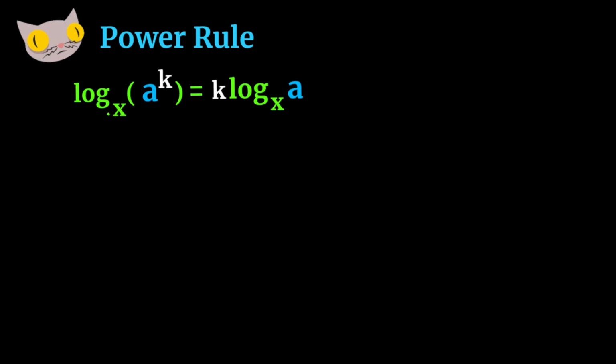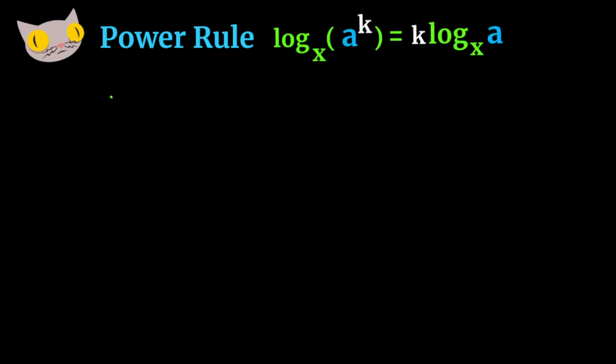Next, we have the power rule. Say we have log to some base x, and then our variable a is raised to some power k. We can bring this exponent to the front of the entire thing. So we're just left with k times log base x of a. How can we prove that? Let's prove it simply by saying we have some number m is equal to log base x of a. Now let's rewrite that as an exponential equation where we have a is equal to x to the m power.